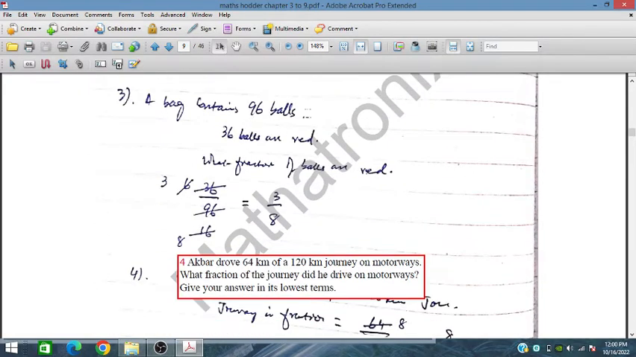A bag contains 96 balls, 36 are red. What fraction of balls are red?